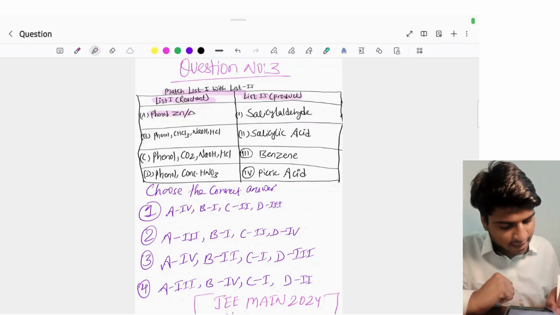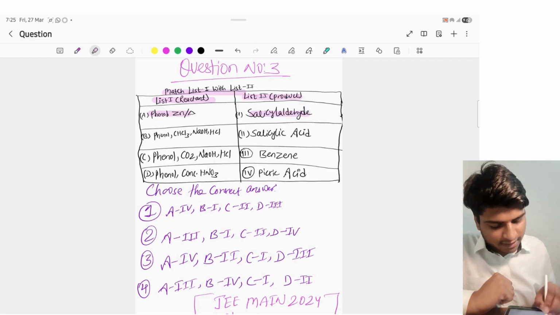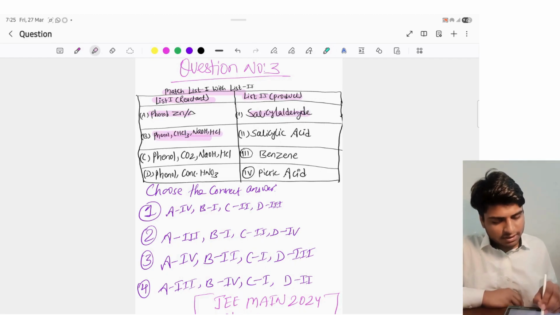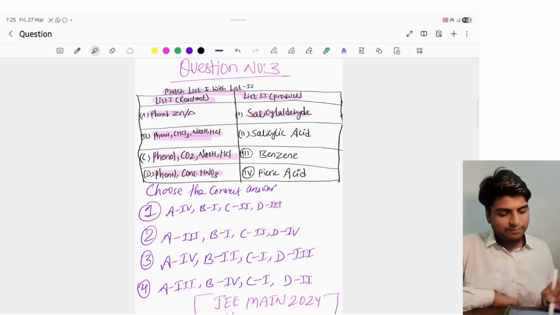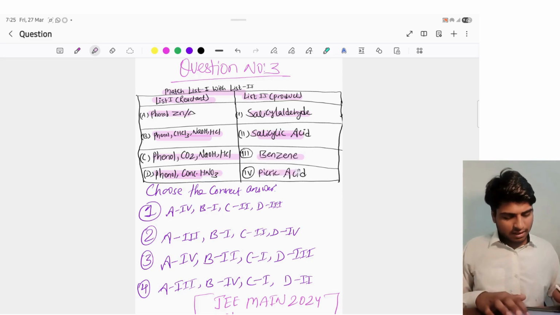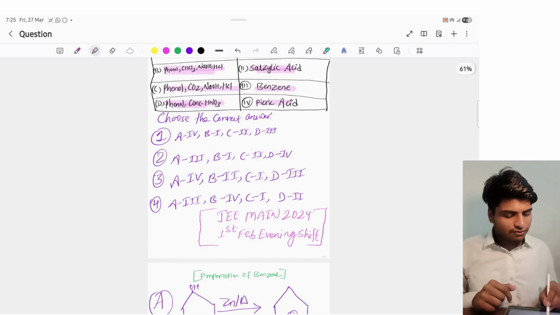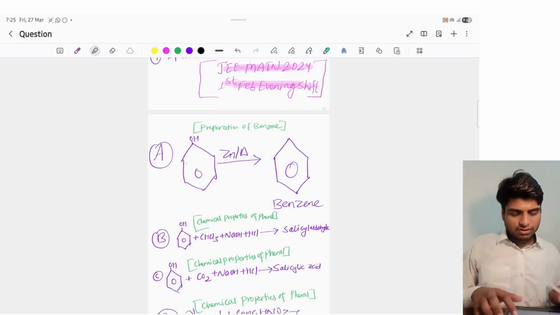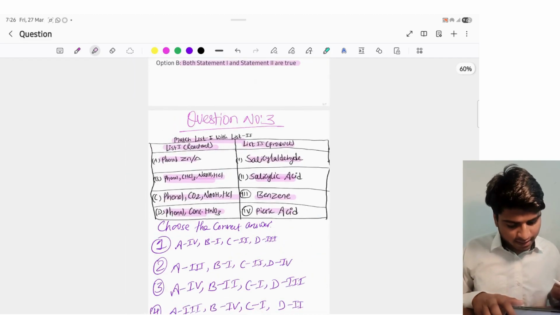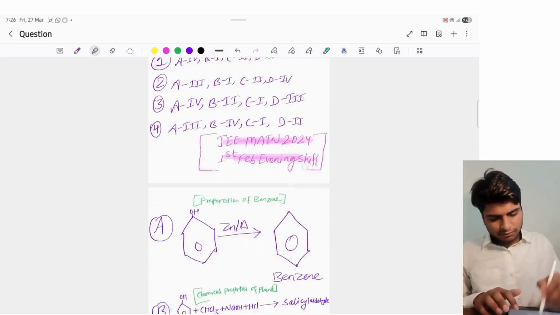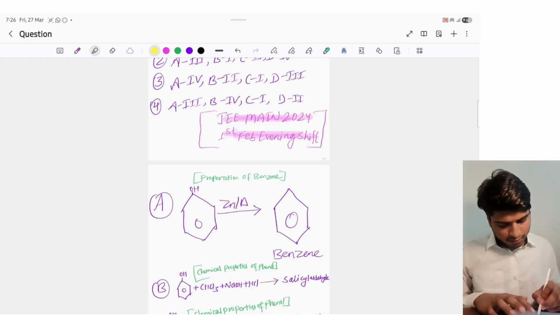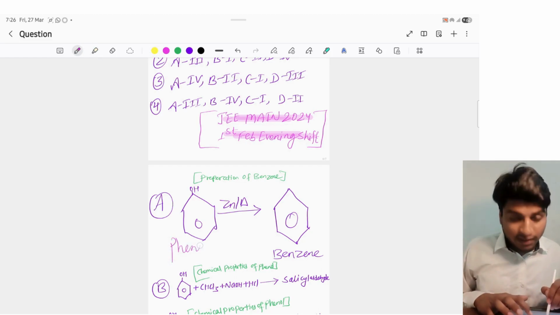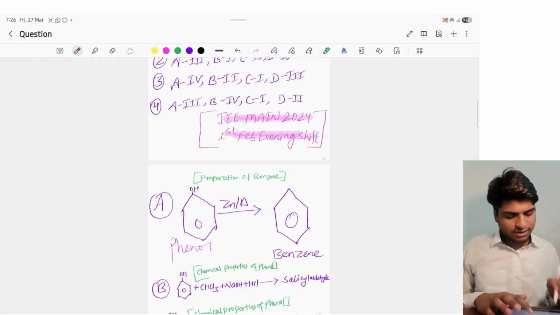The product in list 2 is salicylic acid, benzene, and picric acid, and in the reactants there is phenol, then phenol with CO2 and NaOH, and phenol with HNO3. This question was asked in JEE Mains first evening shift. The first option is phenol with Zn and heat. This is phenol. Upon heating with zinc, it will give benzene.